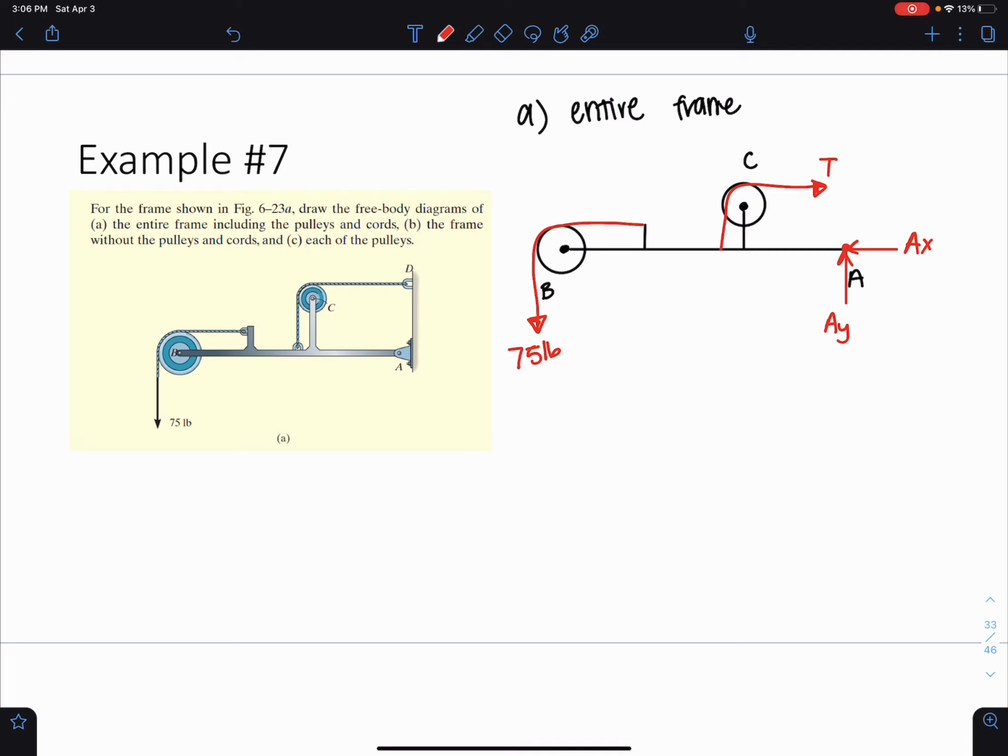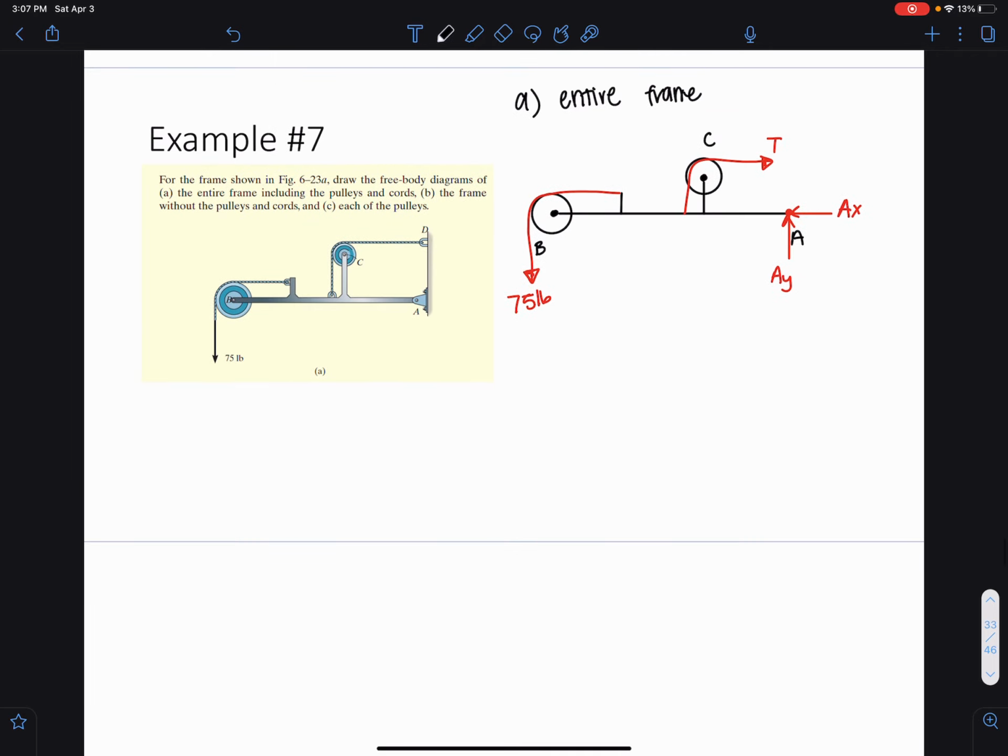Now the interactions at the points where the pulleys and the cords are connected become internal forces, pairs of internal forces which cancel out. That's why we don't need to draw what's happening internally. There was a problem we did in a previous example in this class where I showed you that. So we don't need to expose what's happening at the pulleys. I'm going to show you that in part C, because it says draw the FBD of each pulley. But we don't need it to solve this because those pairs of forces cancel out. That's all we want: the FBD of the entire frame.